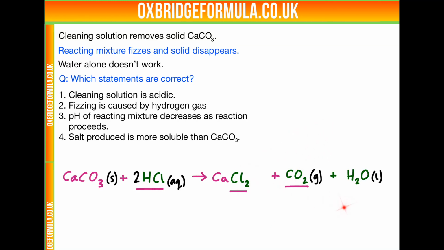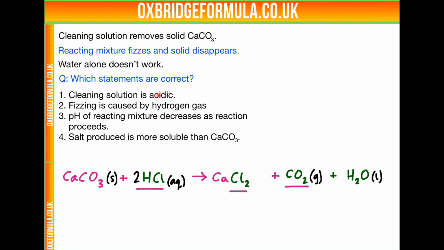Now, does this equation make sense based on the observations that we're given? So we know the reaction mixture fizzes, and this must correspond to the production of carbon dioxide gas. And does it make sense that water alone doesn't work? Well, we know that calcium carbonate must be stable in water because we were initially told that it develops as a solid on bathroom surfaces, which are going to be wet. And so it makes sense that we need an acid, something more reactive than water, to break down this calcium carbonate. So we can be confident that this reaction is correct.